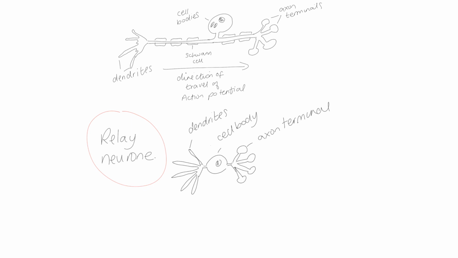So in this video, we have looked at some really key definitions that you need to learn. We've also looked at the structures and functions of the 3 different types of neuron that you also need to learn. And that's it for now.